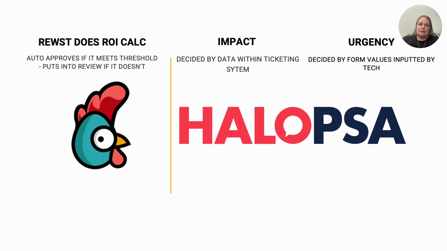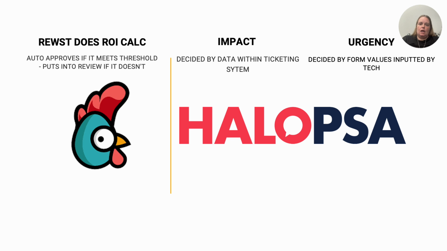So the process is something that actually lives in our internal ticketing system, which is Halo, but it calls out to Rewst. Halo runs the ticket flow, but then Rewst is used in the background to do the business math. And then there is some part of what we do that exists within Halo as well. So I'll just walk through that.